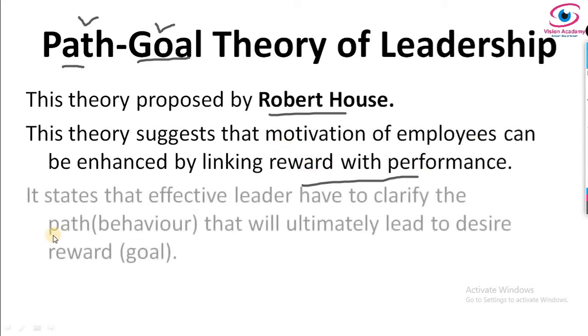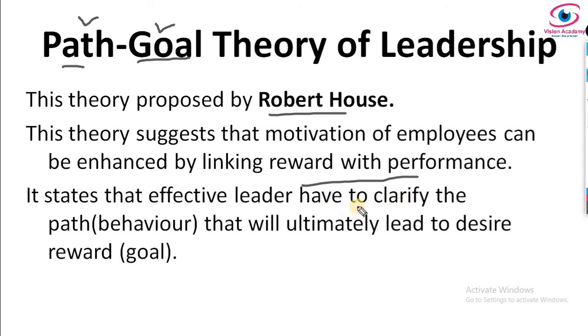And it states that any effective leader has to clarify the path. Path is behavior, the way in which the follower has to work that will ultimately lead to the desired reward. That is the goal. If you clarify the path, the follower will reach the goal. That is the idea here. That is what we call path goal. Once a leader clarifies the path, the follower will reach the desired reward. The reward is the goal here.